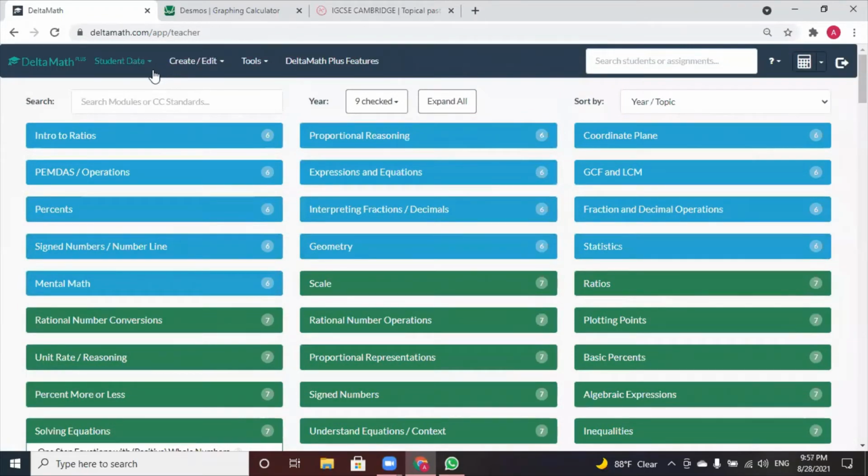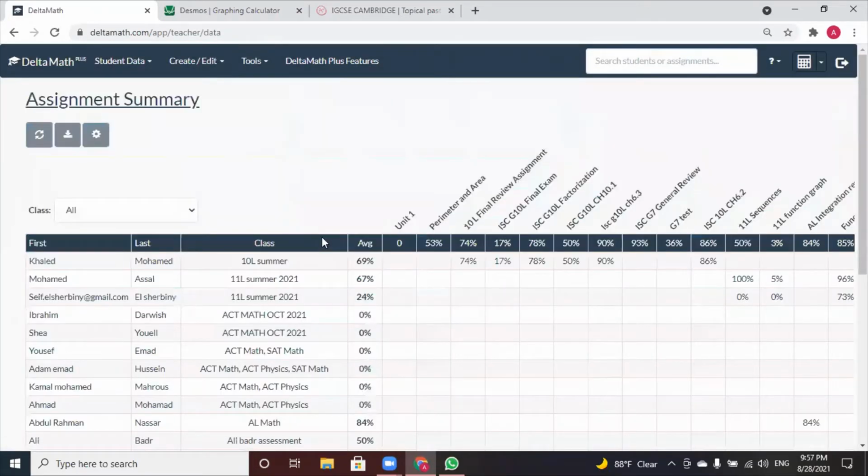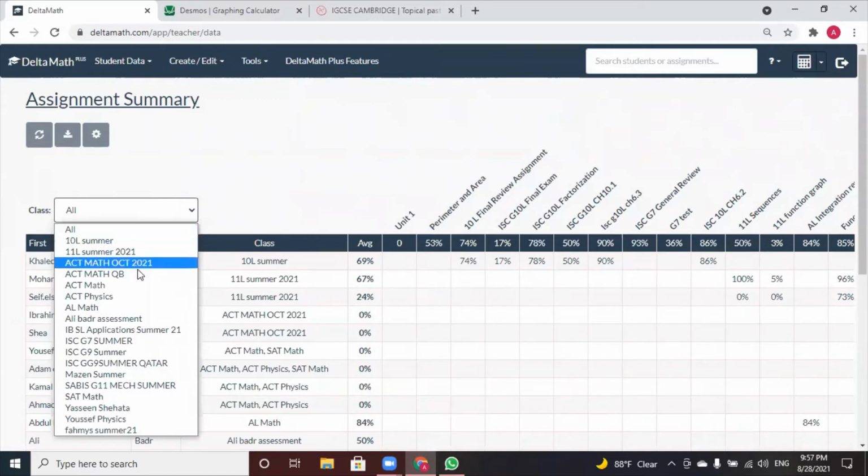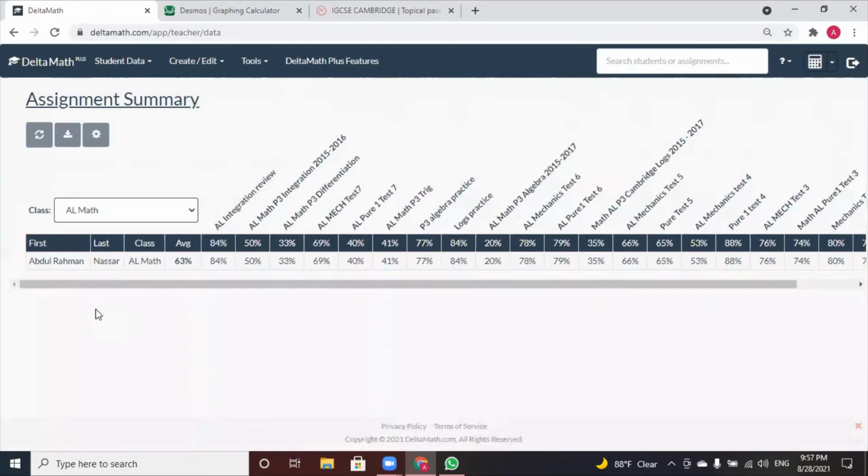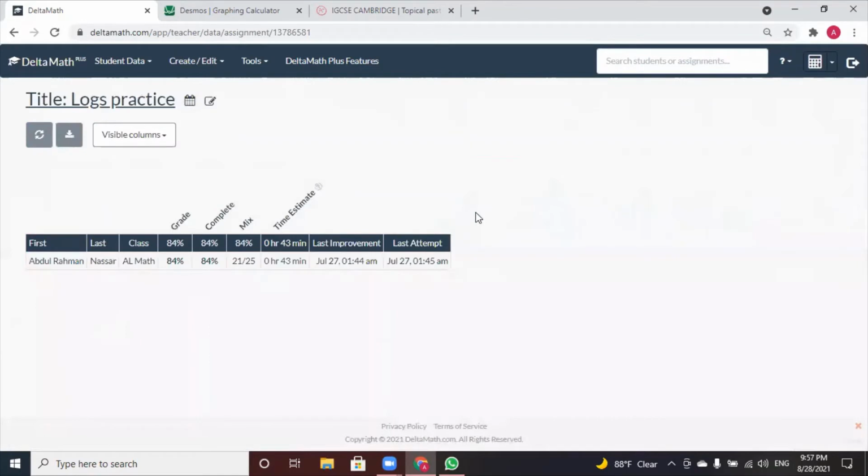Here is a view of what I get as a teacher. So these are classes that I have. Let's take, for example, the A-level math class. Now, these are the assignments that I've assigned for this class to my student Abdul Rahman. And here is one assignment which he completed 84% of. I can check his score. So he completed 84% and got 84%, which means he's doing well in terms of correctness.